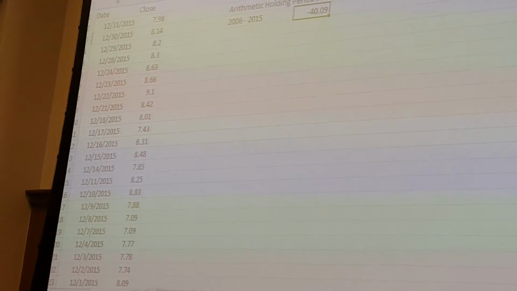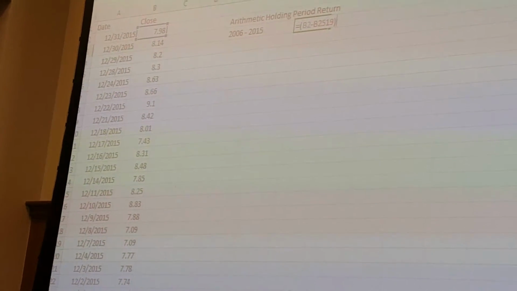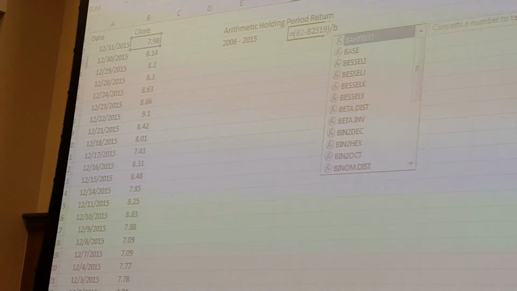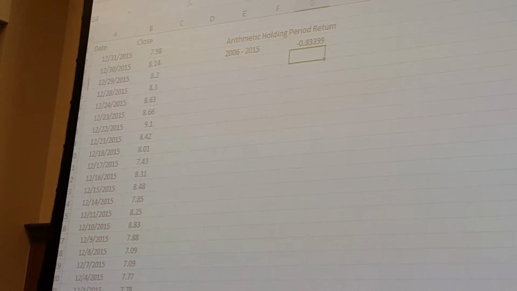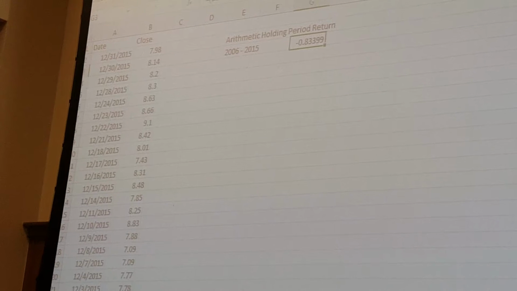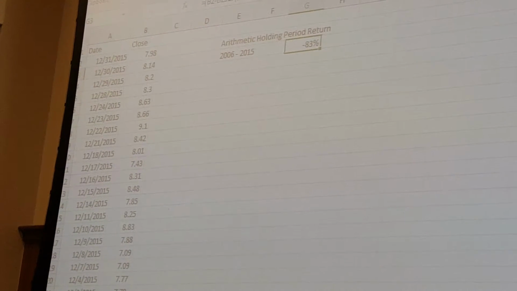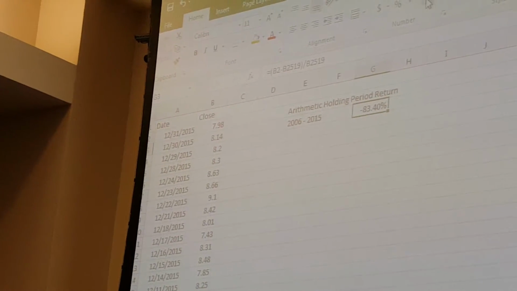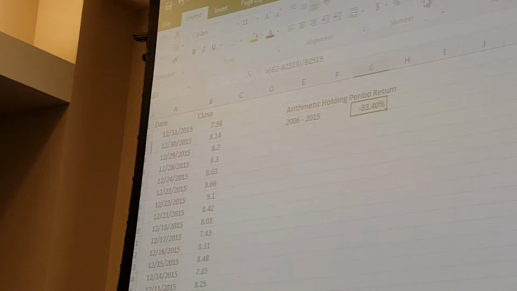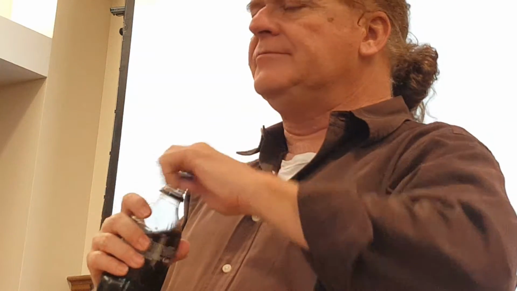Okay, so that gives me the difference right there, and then I need to divide that by B2519. Okay, so put that into percentage. That's going to give me 83.4% negative return. I hope we didn't have any splits that time. I don't think U.S. Steel has split in a long time, but I may be wrong.